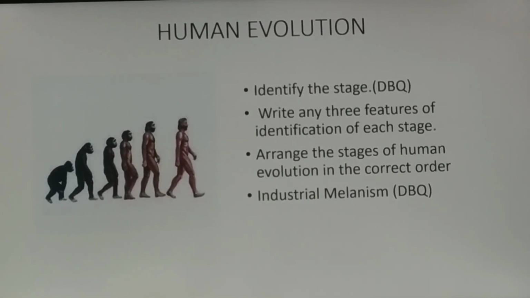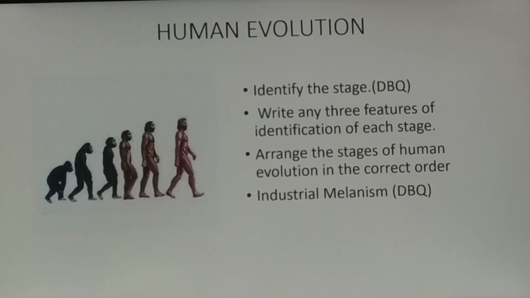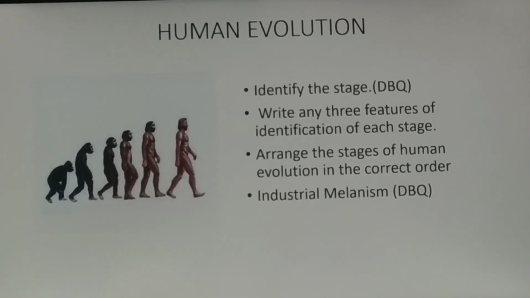Then another diagram based question which you can expect is the industrial melanism in Biston betularia. Again, to identify the diagram and to explain what it is can be asked. So we know industrial melanism is a classical example of natural selection provided by the peppered moth, Biston betularia, and you might be asked to explain industrial melanism. So from the chapter human evolution, you can expect only diagram based questions.